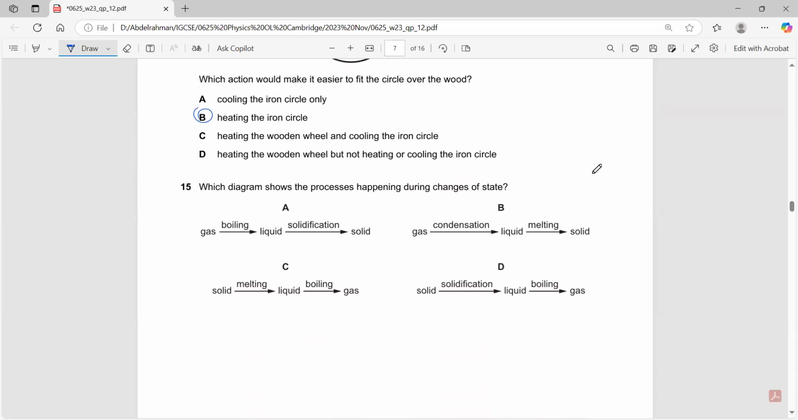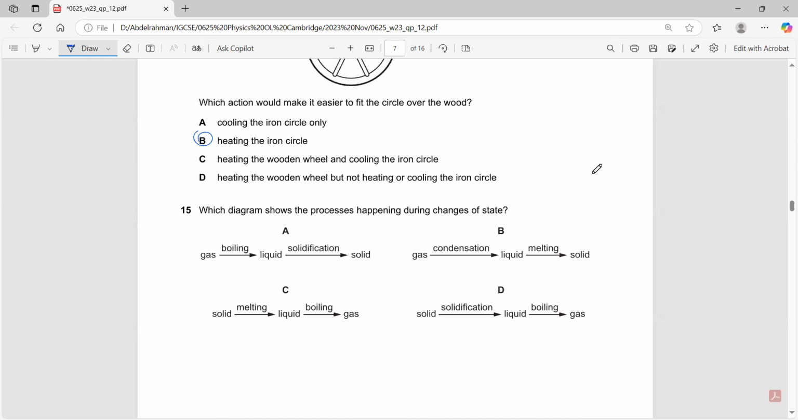Question 15. Which diagram shows the processes happening during changing of state? From gas to liquid is condensation, not boiling. Liquid to solid is solidification, not melting. Solid to liquid is melting. Liquid to gas is boiling, right? Solid to liquid solidification, no. So it is C, right?